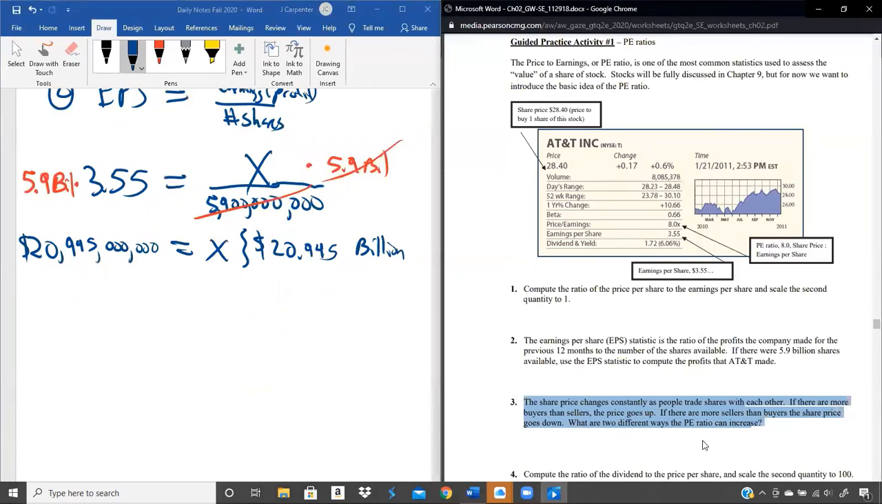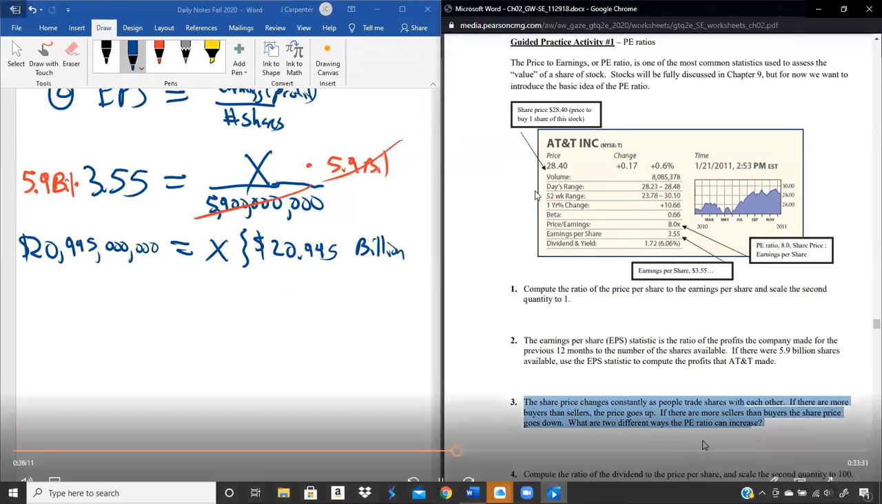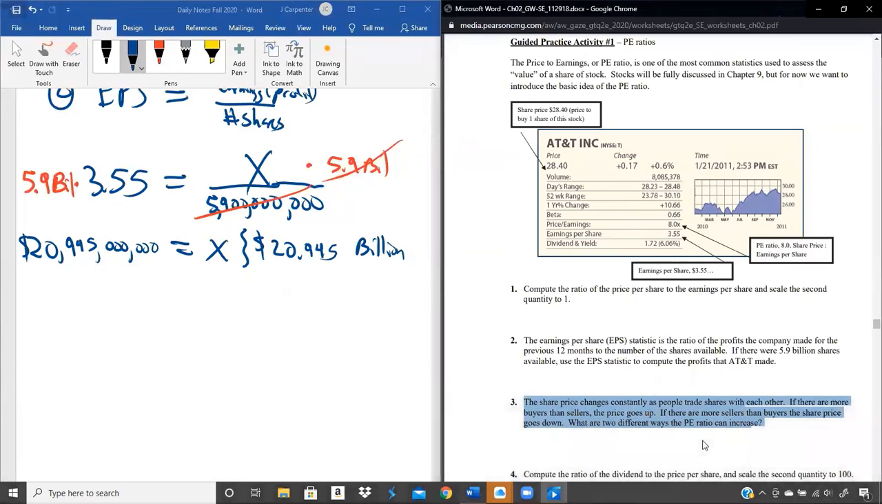The share price changes constantly as people trade shares with each other. If there are more buyers than sellers, the price goes up. If there are more sellers than buyers, the share price goes down. And this is pretty much how stock works. So if 90% of people out there are trying to buy stock, it means the people selling are like, nah, I don't really want to sell. I want to buy more right now. That drives the price up because demand is high. The demand to buy is high.